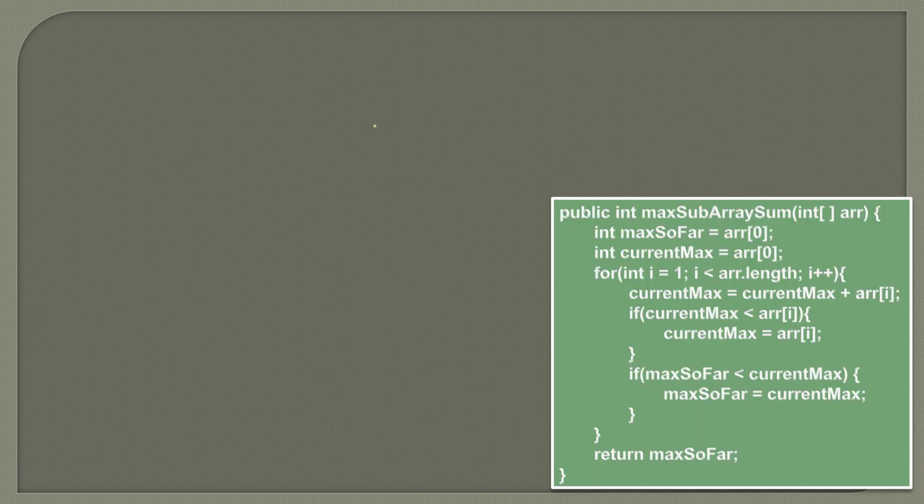So here you can see that we have been provided with an algorithm, which is Kadane's algorithm. Usually the method name is max subarray sum. It takes in an integer array and finds us the maximum sum of any subarray in this array. So let's see the demonstration of this algorithm step by step.